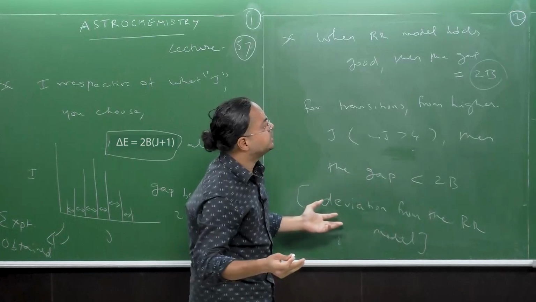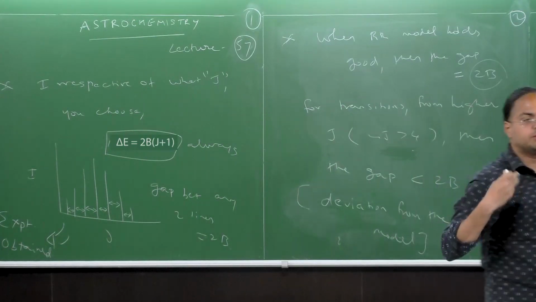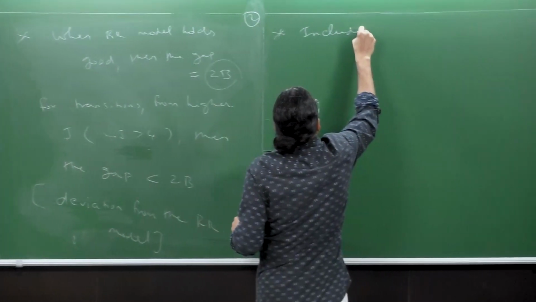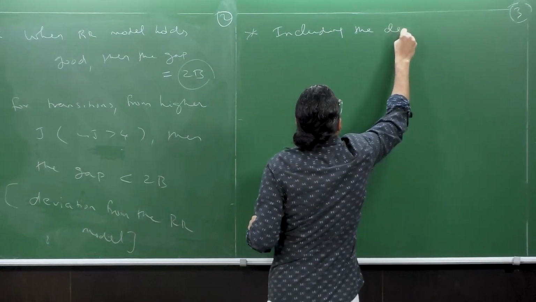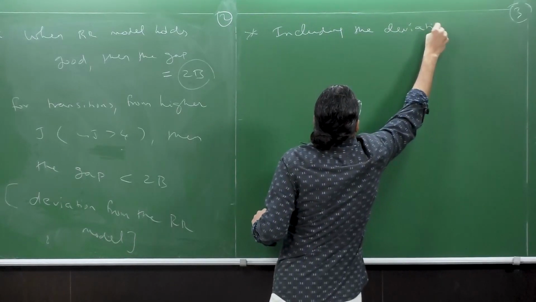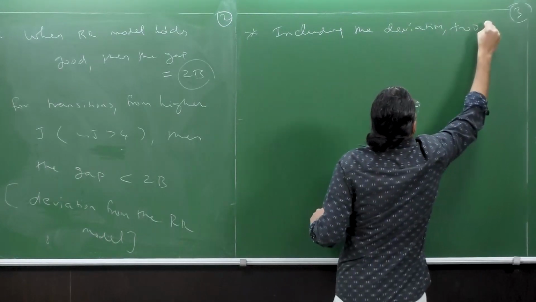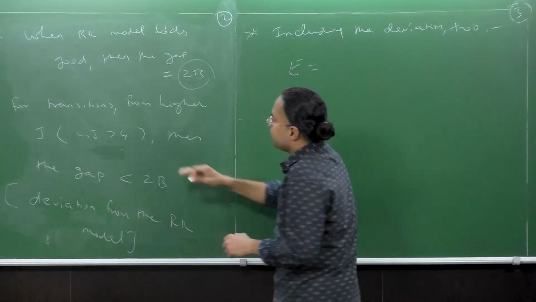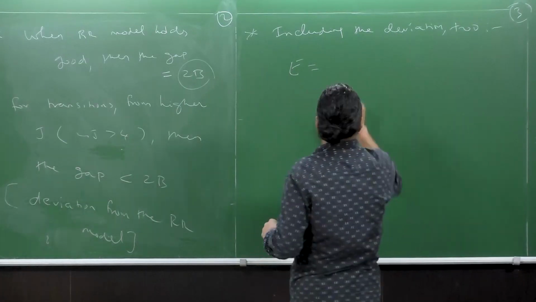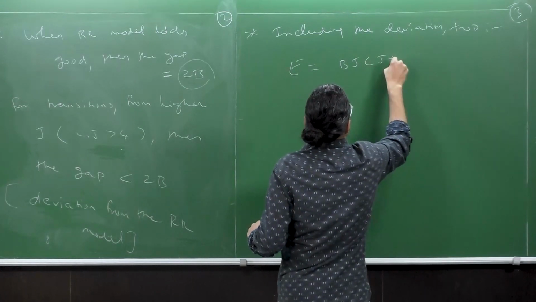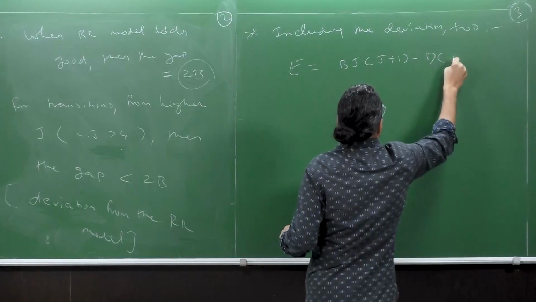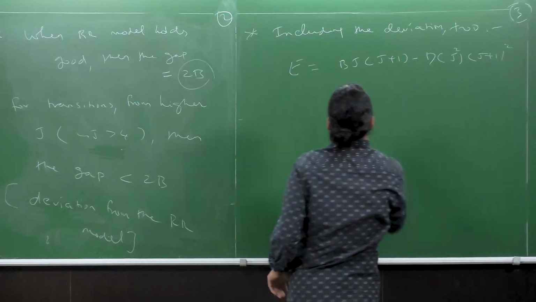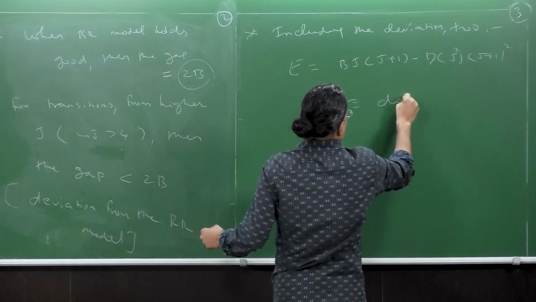Now, can this deviation be measured? Absolutely. One way to measure the deviation is to write the energy expression of a diatomic molecule, including the deviation, as E is equal to B times J plus 1 minus D times J squared times J plus 1 squared, where D can be called a distortion constant.